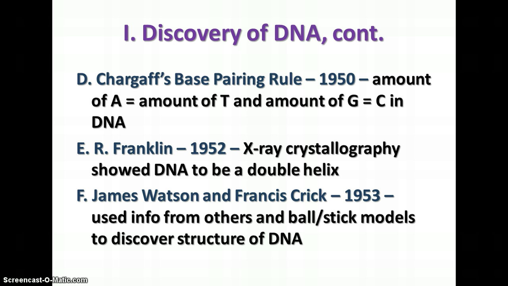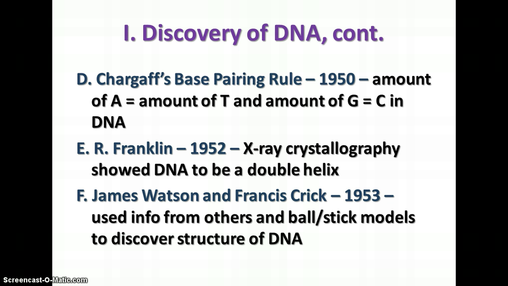And around the same time, 1952, in Cambridge, England, Rosalind Franklin was studying various kinds of molecules using a method called X-ray crystallography, which showed some things about the structure of these molecules. And so when she studied DNA, the picture that she took of the structure of the molecule showed a big circle with an X in the middle of it, which indicated that DNA was a double helix.